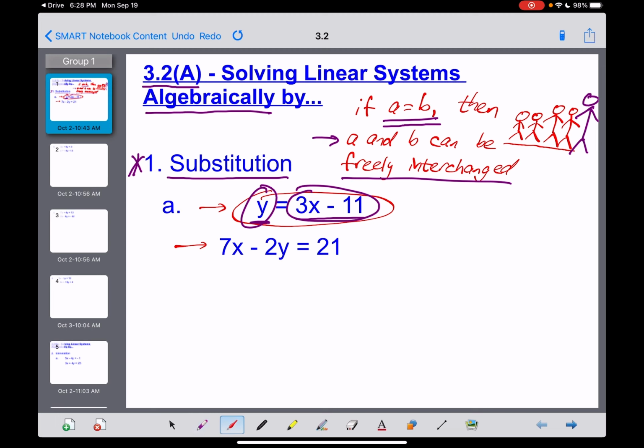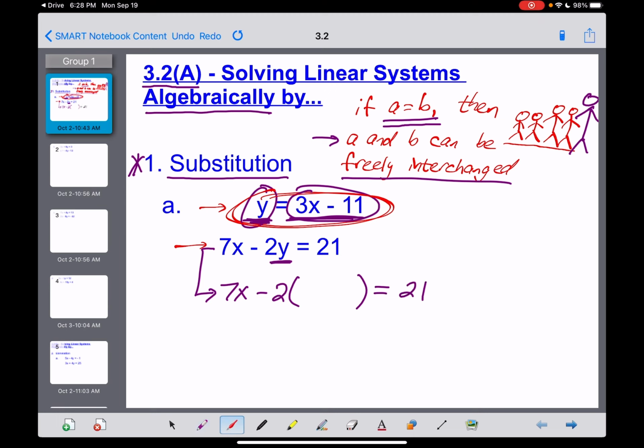So that came from the first equation. We're now going to go to the second equation and rewrite this, except now that we know the value of y in terms of x, we're going to replace this y right here. So watch what we're going to write here. 7x minus 2. And instead of a y, I'm going to put a blank set of parentheses, and I'm going to finish that sentence now, is equal to 21.